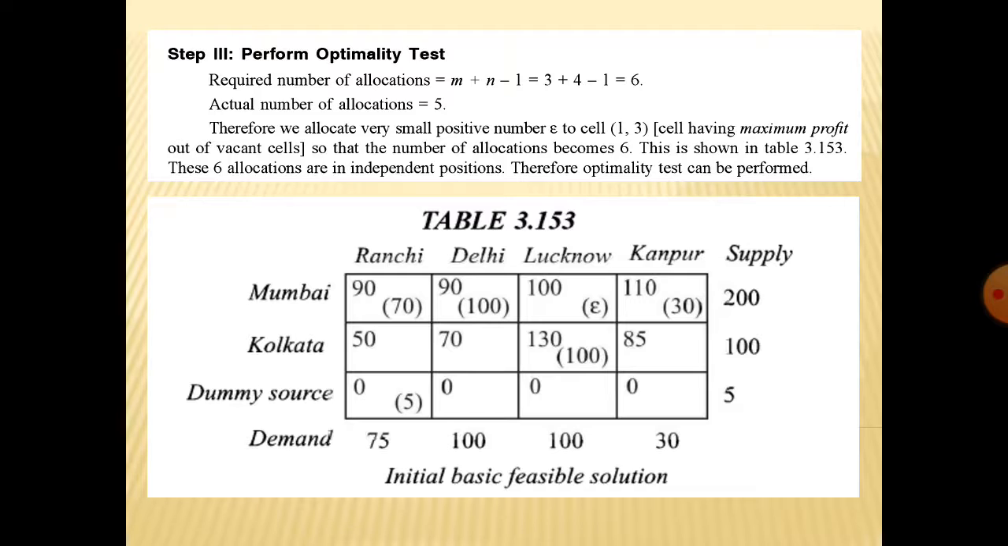Therefore, we allocate a very small positive number epsilon at the cell 1, 3, the cell of maximum profit among the vacant cells, so that the number of allocations becomes 6. Now you put epsilon here. It shows that there are 6 allocations in independent positions. Optimality can be performed.